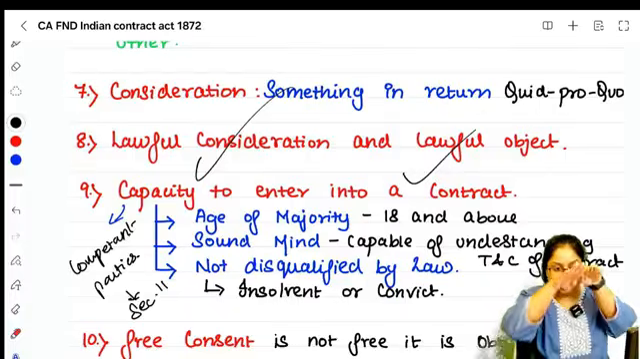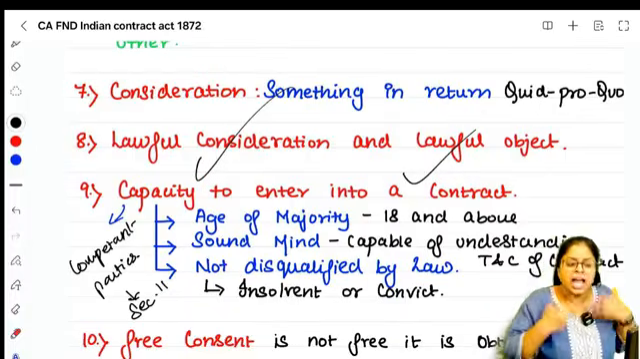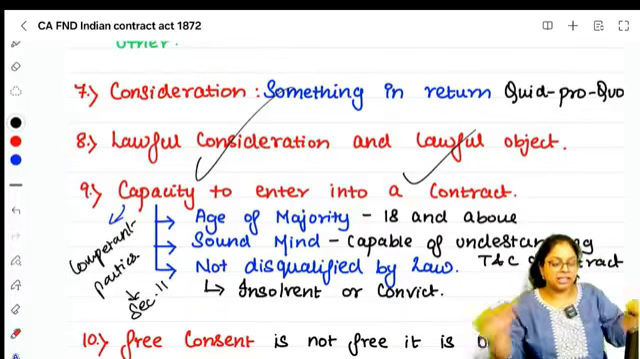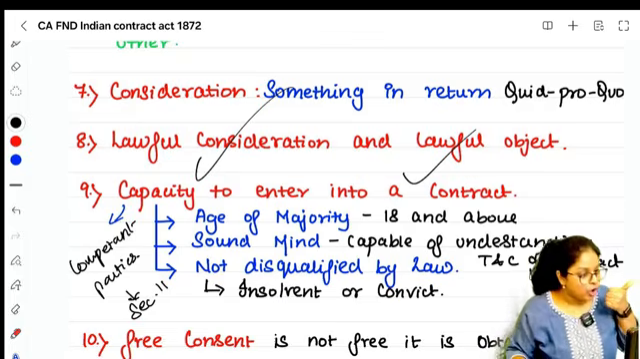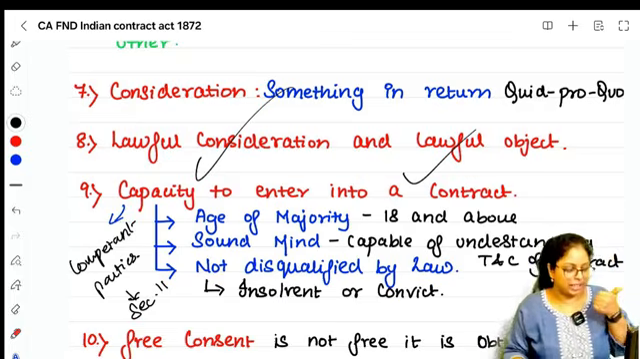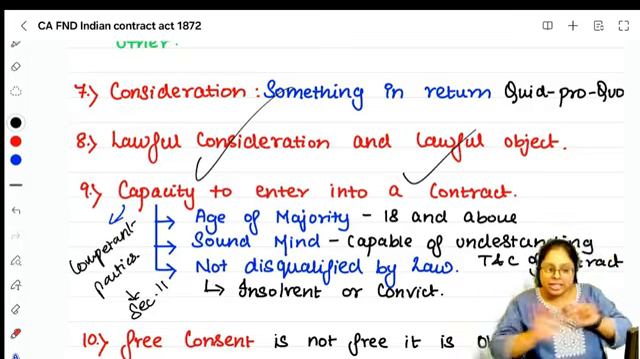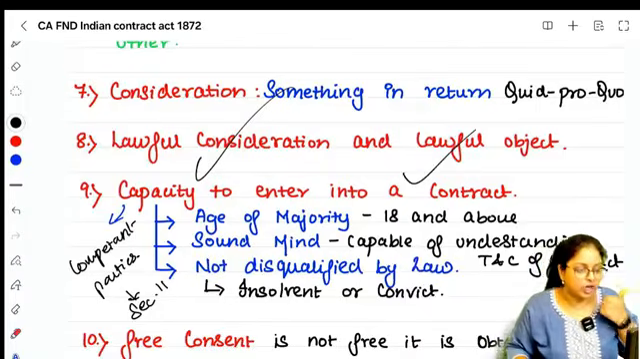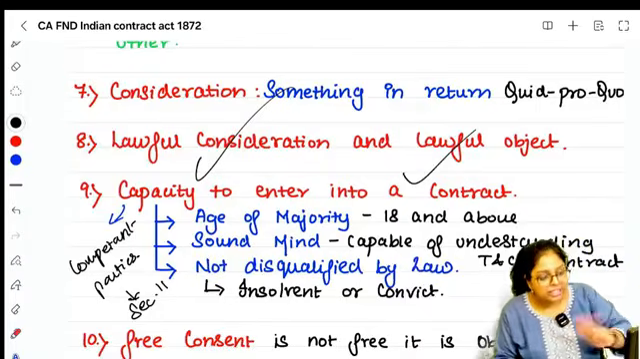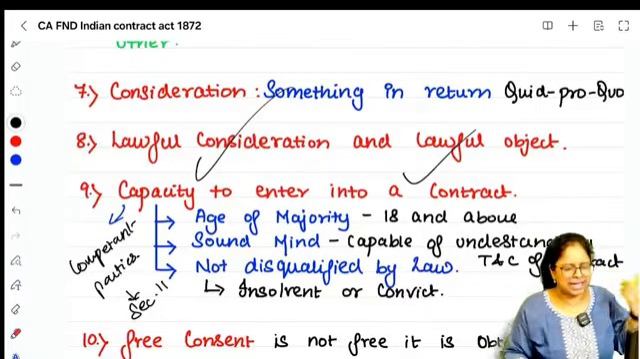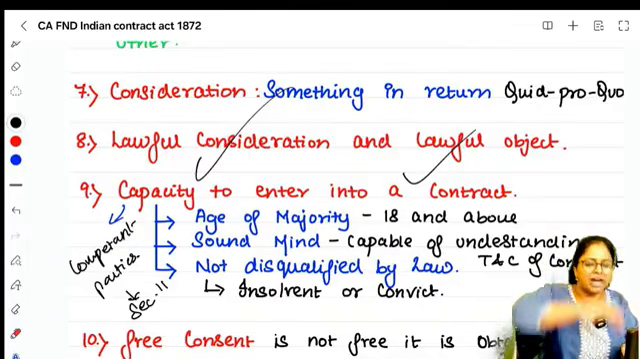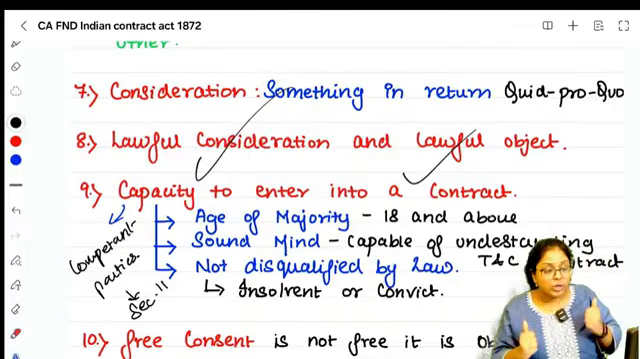Who is competent? For that there are 3 conditions. What does Section 11 say? You should be of age of majority, sound mind, not disqualified by law. Age of majority, sound mind, not disqualified by law. Okay, repeat it. Section 11 says what? To enter into a contract, you must be competent. Who is competent?